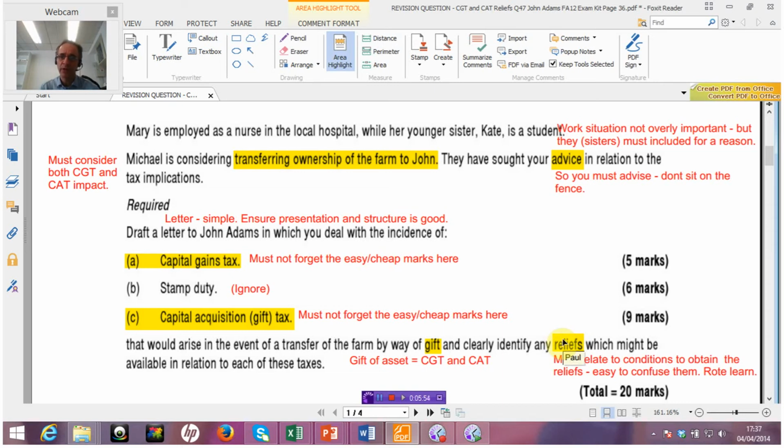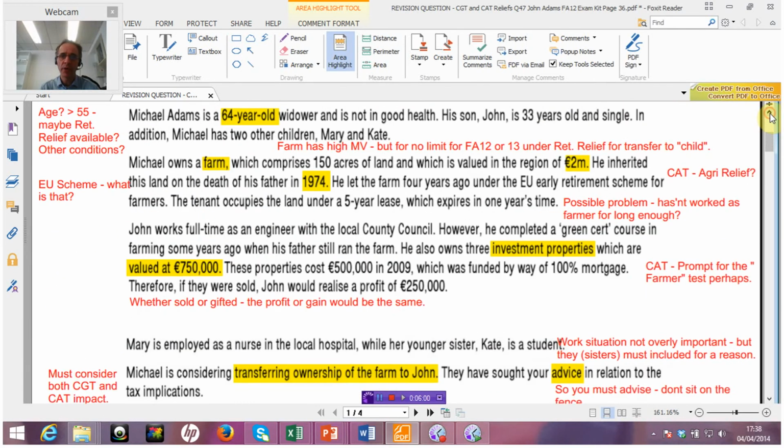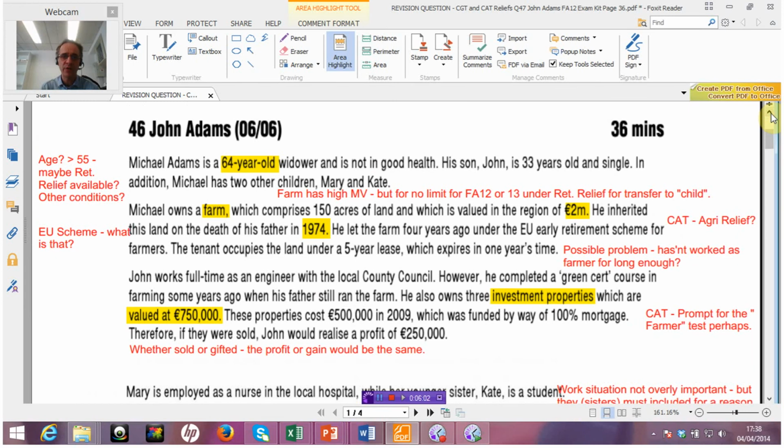So we have a gift. They've mentioned reliefs. We know that it's highly likely that conditions are going to be in play. So let's look at what they give us in the body of the question itself. It's a fairly short scenario, which is good in a sense. The first thing that they mention is the chap's age, Michael Adams' age, and in addition to that, they talk about his children.